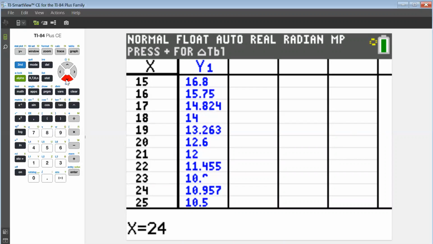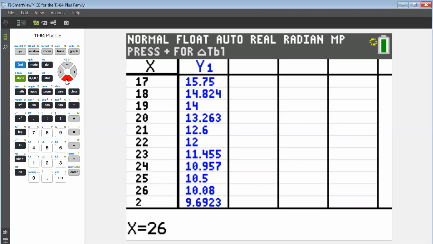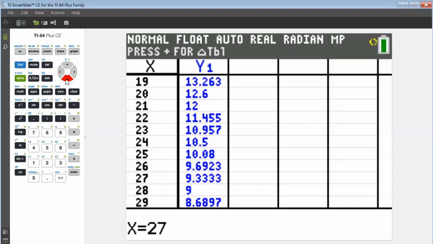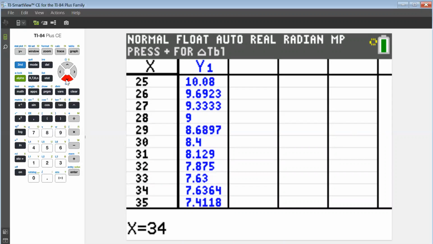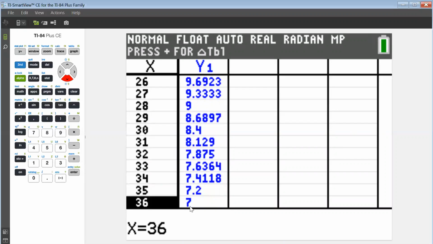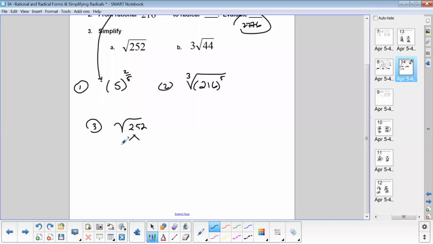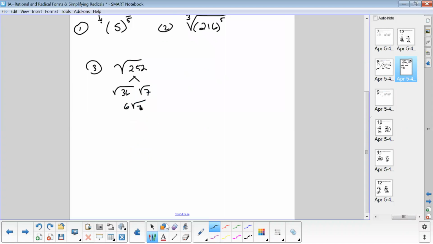If I keep going, and I don't see, there it is, 36 and 7. So the square root of 36 and the square root of 7. Seven's prime, 36 is a perfect square, so you'd get 6. 6 times the square root of 7.